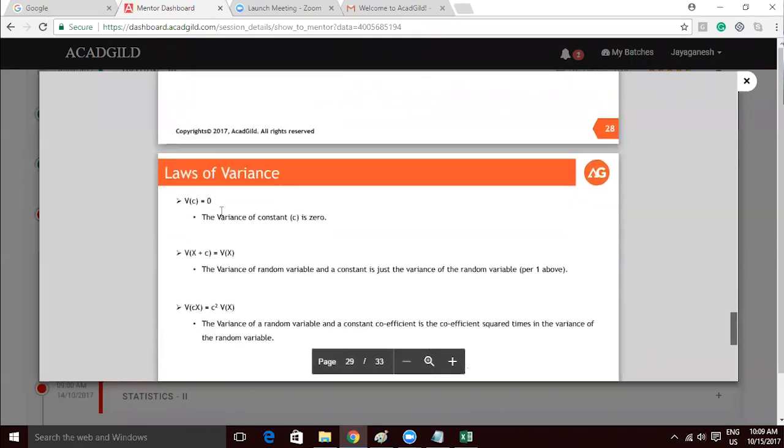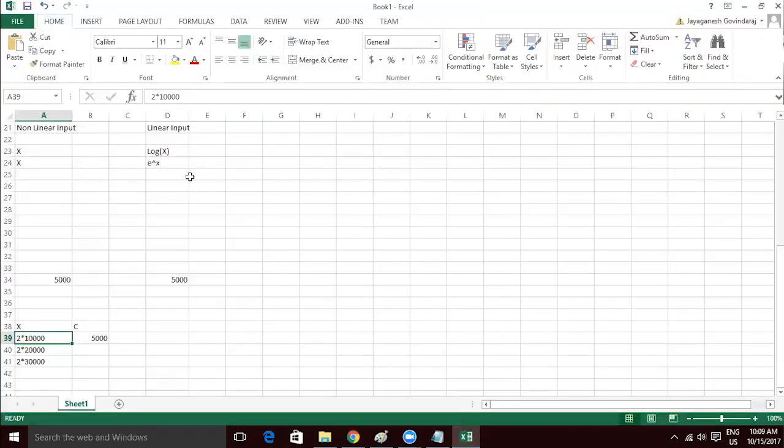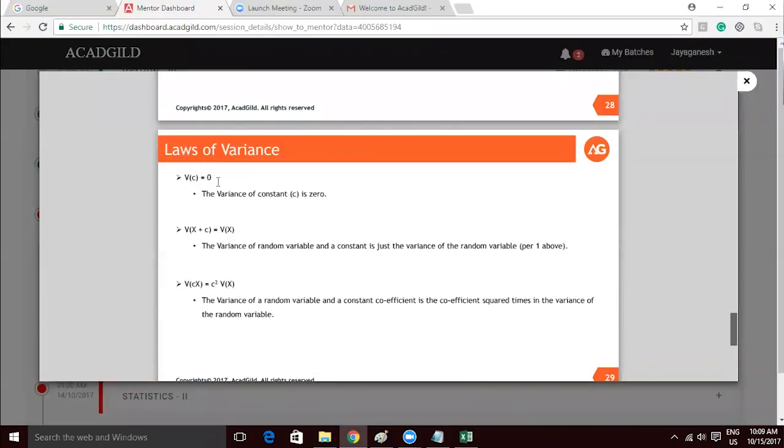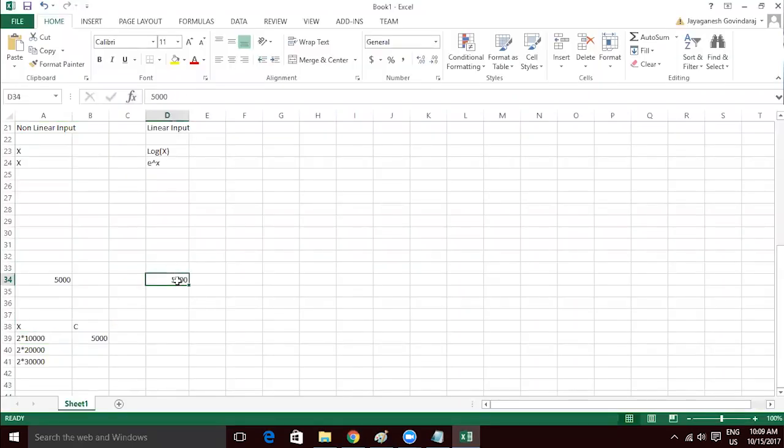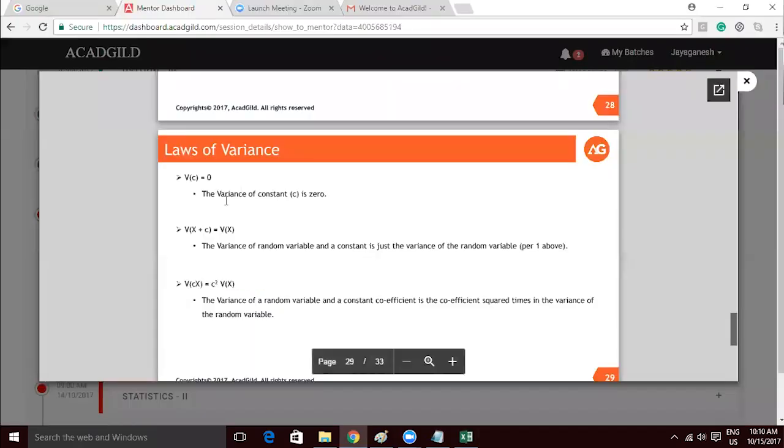When it comes to variance, you apply the same formula. What is variance? Variance is the difference between the actual value and the mean value. Now take the same example. We have 5,000 as a constant. You'll subtract the real value with the mean value. Here the mean value is also 5,000. So the actual value, the constant 5,000, subtracted from the mean value 5,000 is 0 basically. That's why this formula is the same. If it is x plus c, then when you subtract x plus c minus the mean, x plus c minus mean x minus c, this c will drop out. So you'll get only V of x.